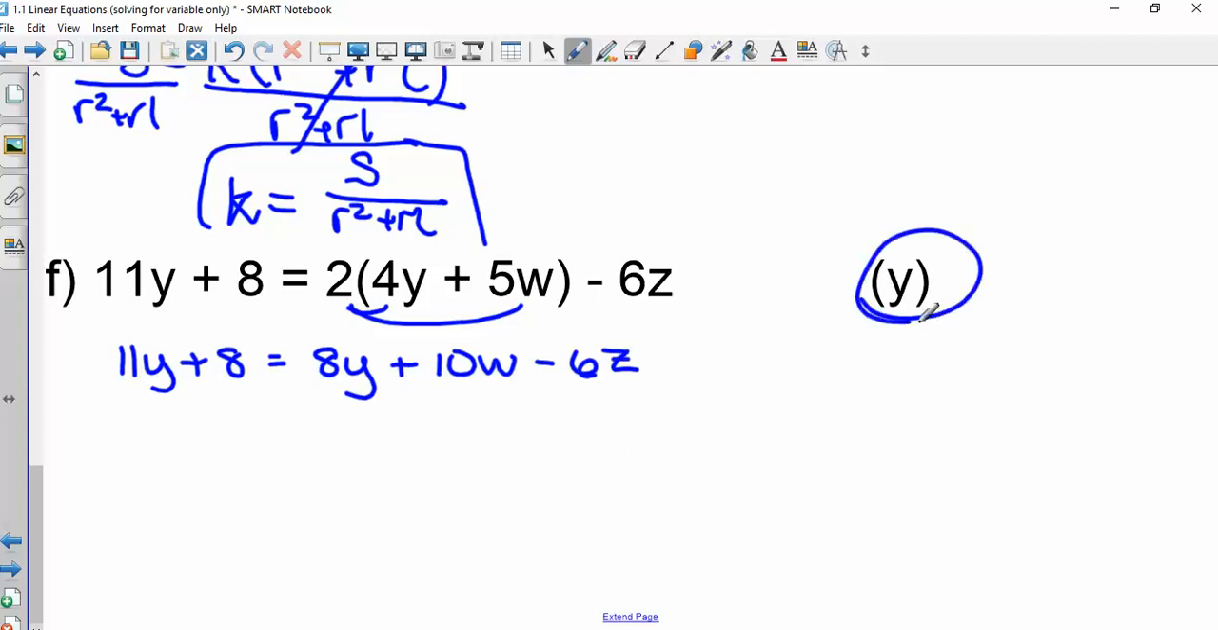Now I've asked you to solve for y. So if I'm looking at this, I have a y in 2 spots and we need to combine those. So what should we do?